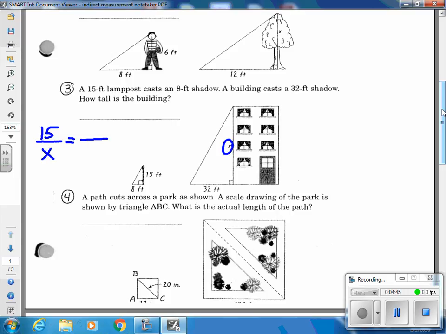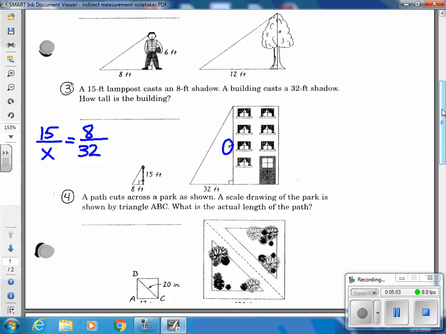Go back to the light post picture because you've got to have the same triangle in the same piece. So the top is my light post, and the 8 goes with the light post. So on the bottom, the shadow of the light post is 8, so the shadow of the building is 32. And now you've got a proportion set up.